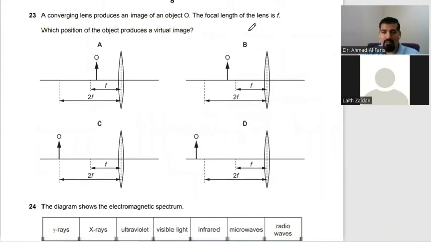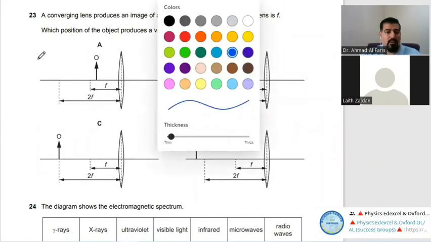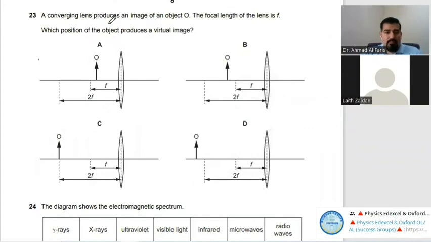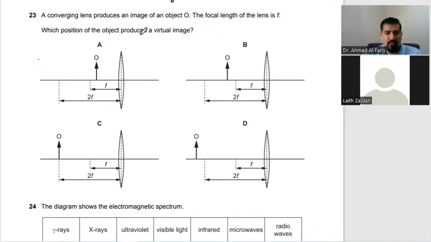Next, number 23. What do we have here? A converging lens produces an image of an object O. The focal length of the lens is f, small f, which is the position of the object that produces a virtual image. Now for a converging lens we studied 6 different cases. The first 4 cases are real images. The 5th case we have no image, and the 6th case is a virtual image.